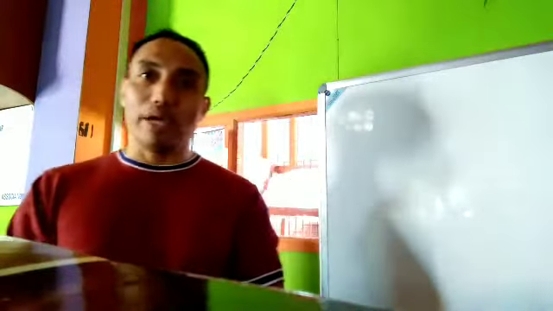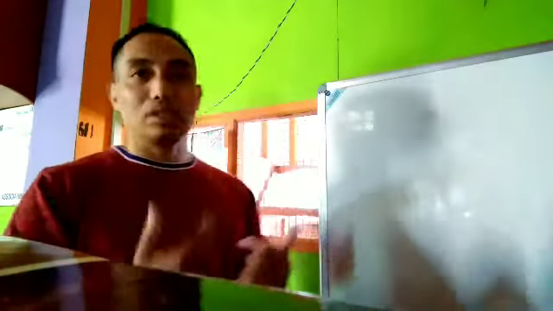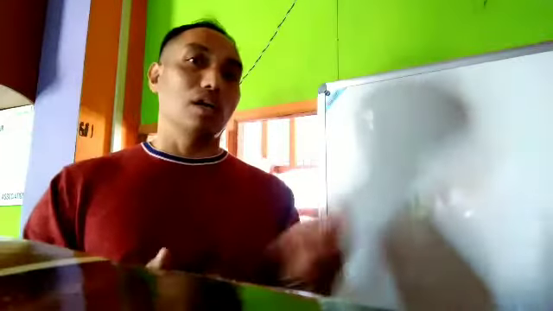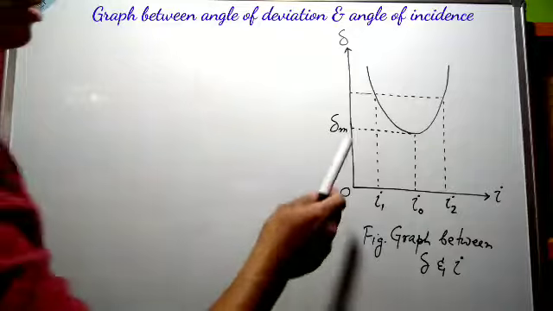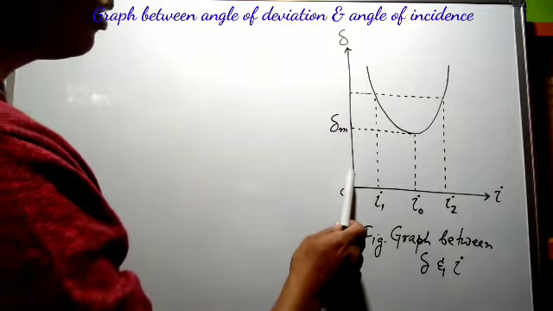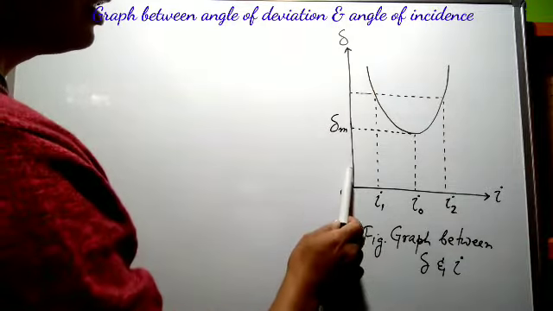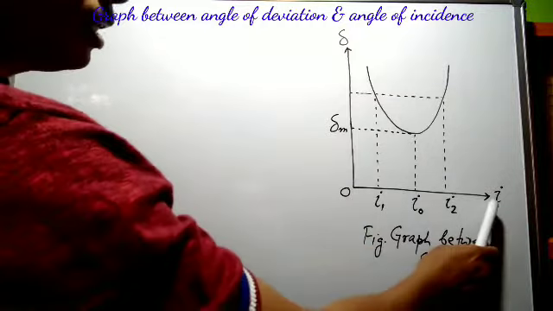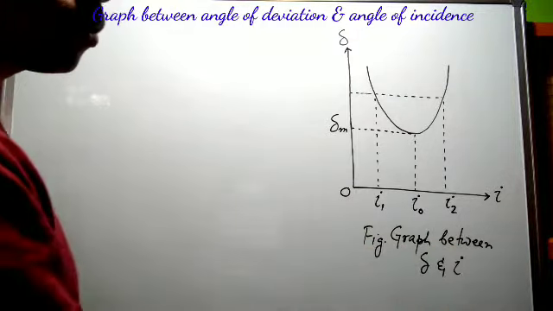And in this part we have to draw a graph between angle of deviation and angle of incidence, that is delta and I. So let us try to find out the nature of the graph between the angle of deviation produced by the prism and the angle of incidence I. The angle of deviation delta is on the y axis, that is the vertical upward axis. The angle of incidence I is on the horizontal axis or x axis.